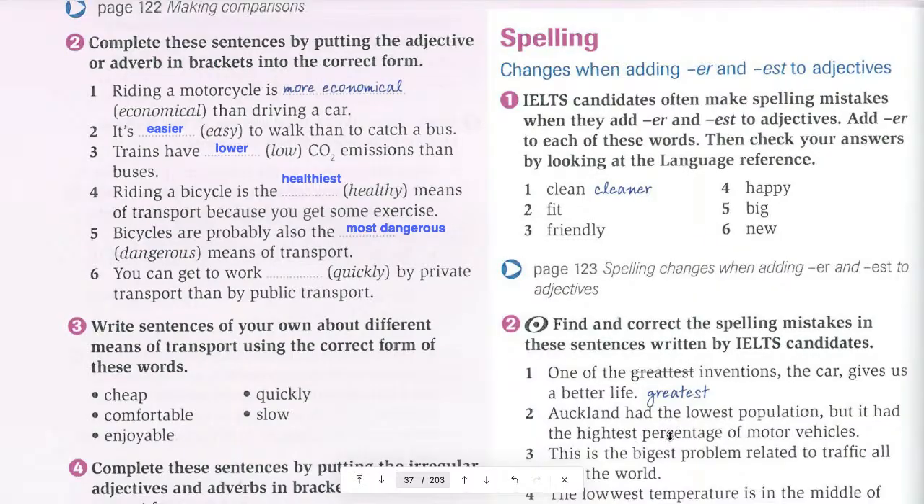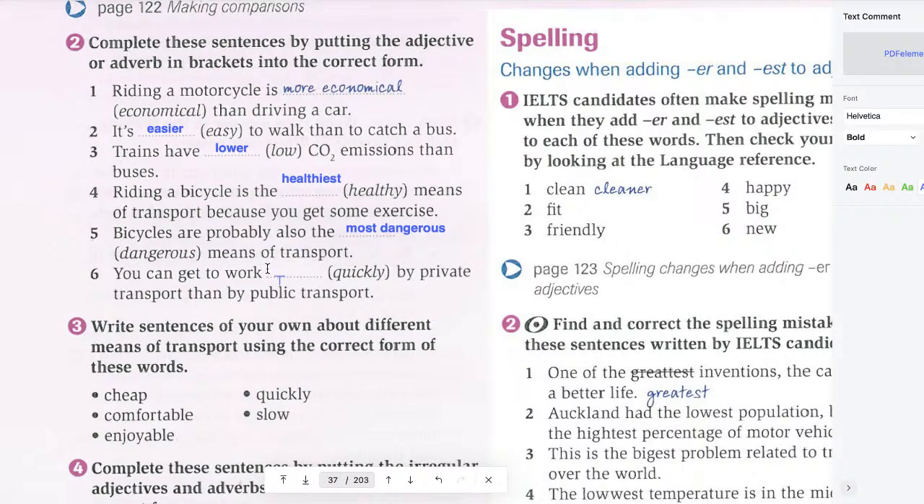What is that? No. So that's why I asked you to read page 123 very clearly. Okay? You will read that later. The answer for this is more quickly. Okay, you can get to work more quickly by private transport than by public transport.